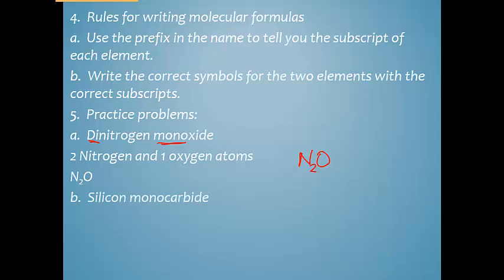Silicon monocarbide. Notice there's no prefix. So no prefix is a great indicator that we only have 1 of that substance. And this, we have the monocarbide, and so that tells us we only have 1 of the carbon. Now you need to know what the symbols are for silicon. So silicon's an Si, and carbon is a C, and since there's 1 of each, we don't write 1s, that's understood, and so this one's good with just Si, and then capital C for carbon.